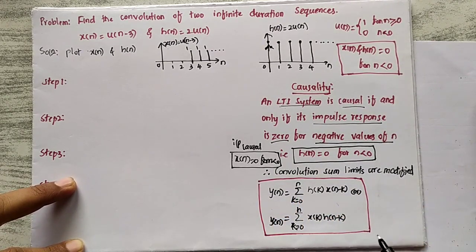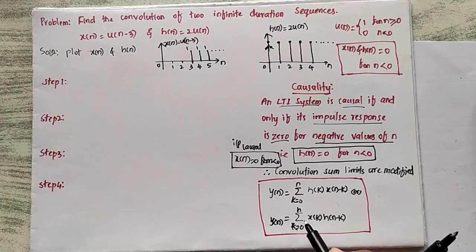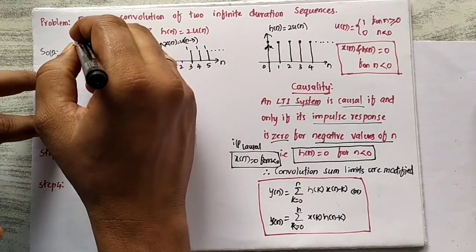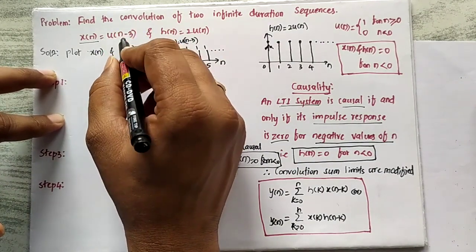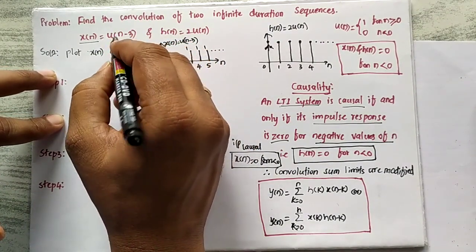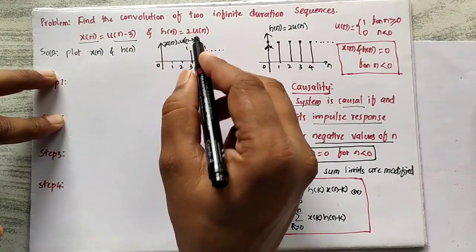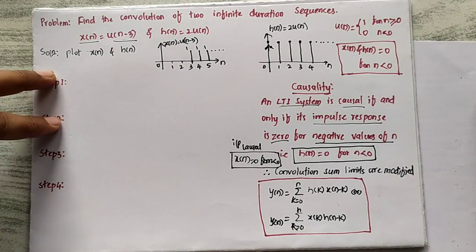Earlier, the limits used to be from minus infinity to infinity. Since x of n and h of n are 0 for negative values of n, the y of n expression changes accordingly. Moving further to the problem, x of n is u of n minus 3. The minus indicates a shift operation on the unit step signal, and h of n is 2u of n.